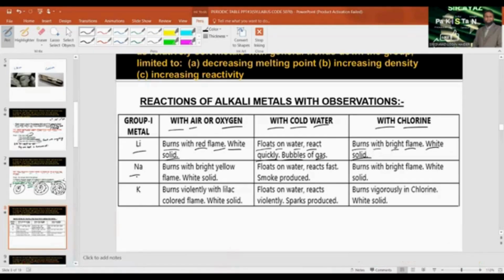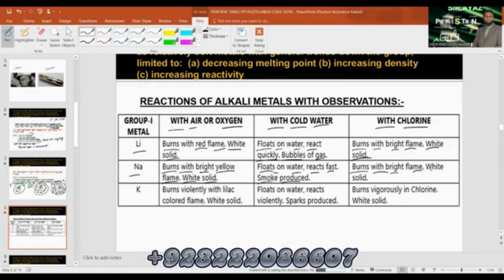What about sodium? Sodium with air or oxygen burns with a bright yellow flame and a white solid is produced. With cold water, it also floats on water but reacts faster compared to lithium. Smoke will be produced here. We will not get any bubbles, we'll get smoke instead. What about chlorine? When it reacts with chlorine, it burns with a bright flame just like lithium. Again, a white solid is produced.